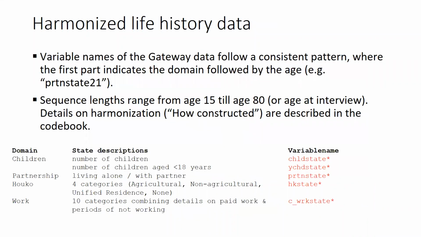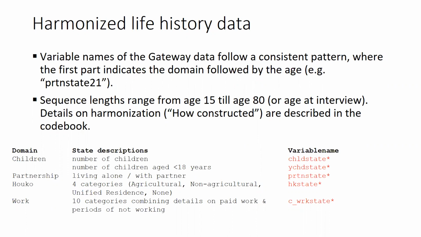The naming of the Gateway data follows a consistent pattern, so it's easy to use. If you want to look at partnership status, then partner state will be at the beginning of the variable, and the number at the end indicates the age. So partner state 21 means that's the partnership status at age 21, 22 means for age 22, and so on.